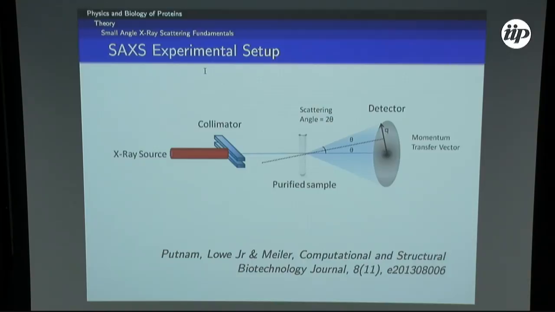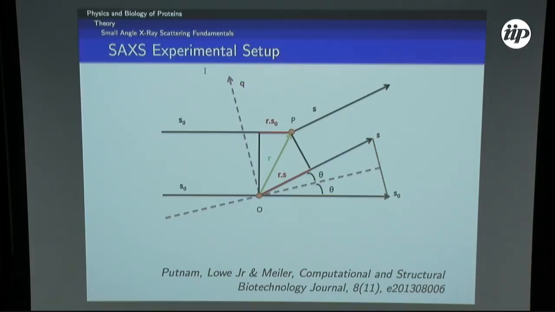To understand this momentum transfer vector, pay attention to this representation. This is the incident ray. This is the scattered ray. And here you have a geometry that shows that we can write this momentum transfer vector as a function of the difference of the incident ray and the scattered ray.